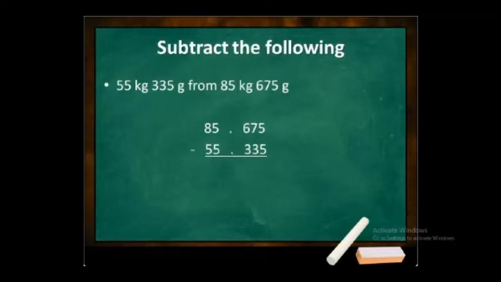Now we will subtract the kgs and grams. Okay, 85 kgs 675 grams minus 55 kgs 335 grams. First after the point we will subtract, that is the grams. 5 minus 5 is 0. 7 minus 3 is 4. 6 minus 3 is 3. Put a point. 5 minus 5 is 0. 8 minus 5 is 3. So you got the answer 30 kgs 340 grams.